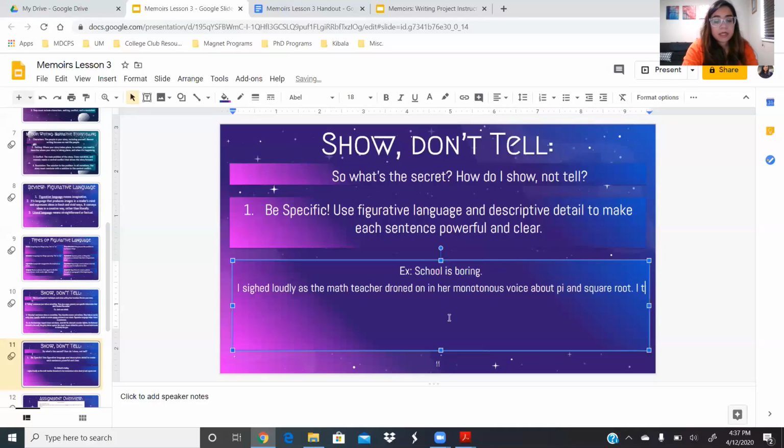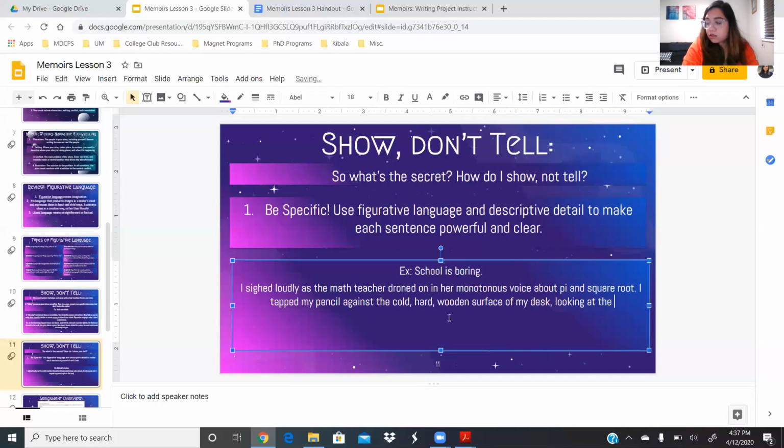So I tapped my pencil against the cold, hard, wooden surface of my desk, looking at the clock every so often. So now I have those 2 details there, right? Me tapping my desk and looking at the clock.